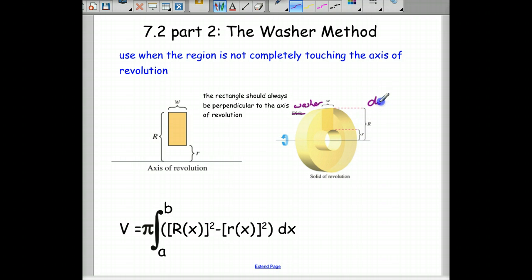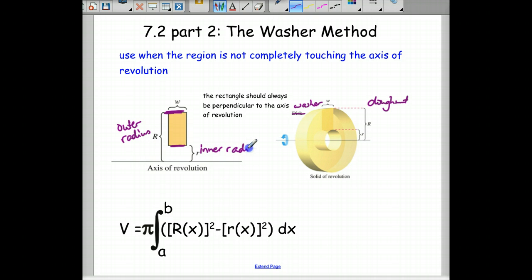Or a donut if you want, but it's a really flat donut. Okay, so it's got this hole in the middle. The distance from the axis of revolution to the farthest edge is called capital R, the outer radius. And the distance from the axis of revolution to the nearest edge is called the inner radius, little r.